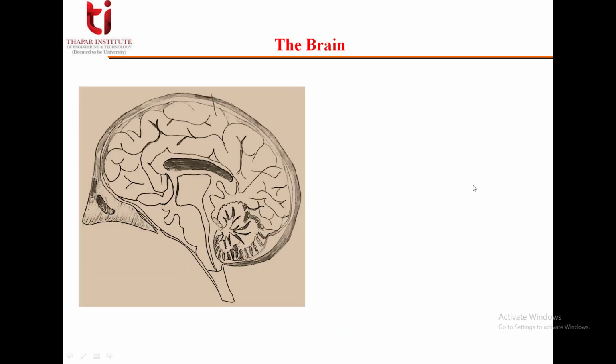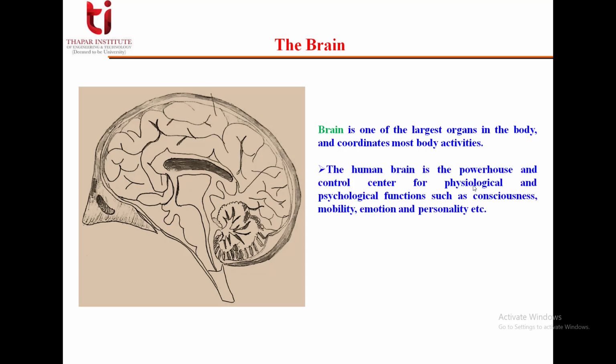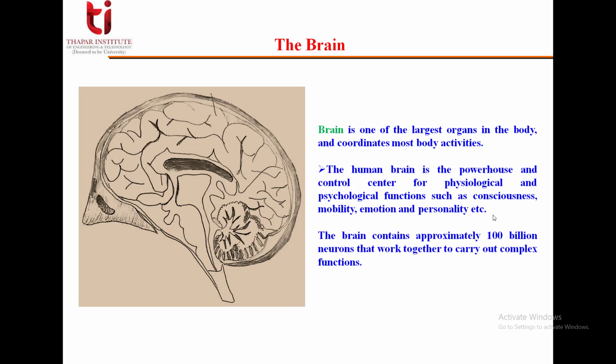What are the main parts of the brain? The brain is one of the largest organs in the body, and it coordinates most body activities. The human brain, we can say, is the powerhouse and control center for various physiological and psychological functions like consciousness, mobility, emotion, personality, etc. So all these functions of our body are controlled by the brain. The brain contains approximately 100 billion neurons that work together to carry out complex functions.